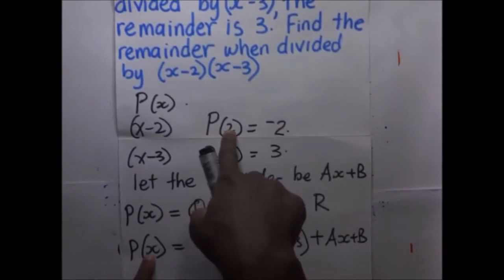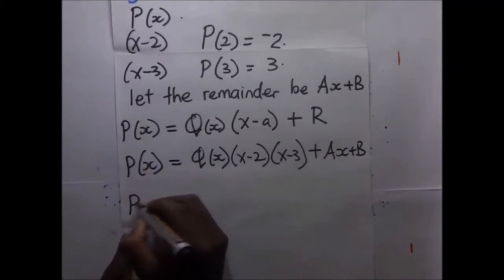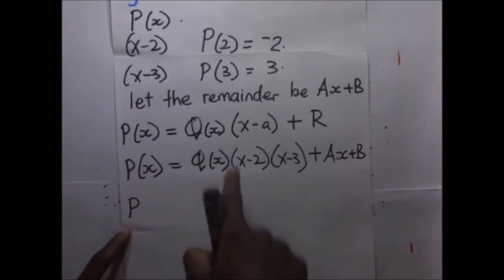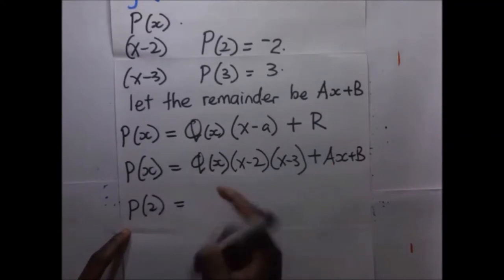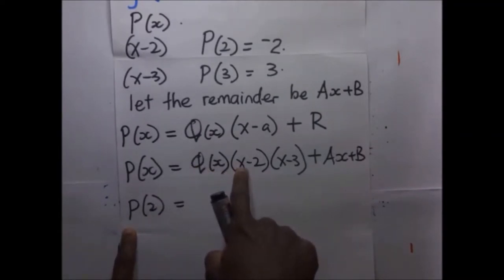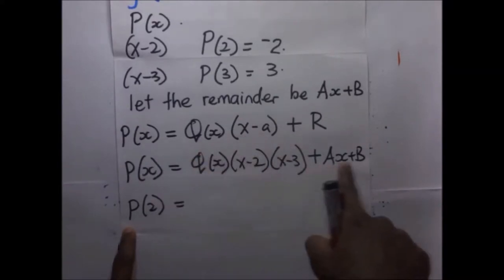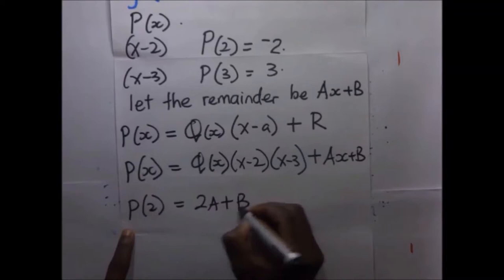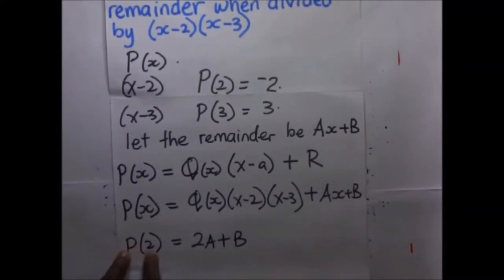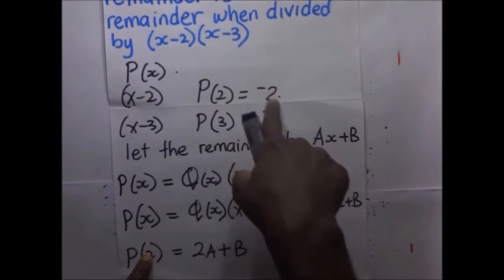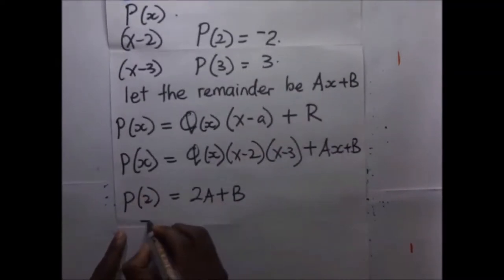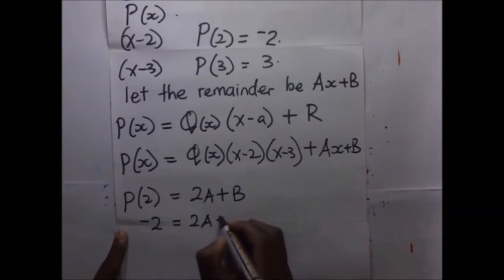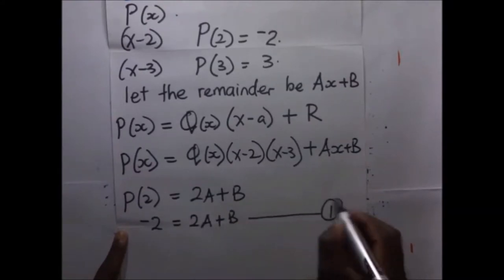So when x is 2, we substitute 2 here and formulate an equation. P of 2 is going to be equal to, we put 2 here, 2 minus 2 is going to be 0. So 0 times this whole term, this whole term dies, and we remain with 2a plus b. But we know that when the value of x is 2, we get a remainder of negative 2. So negative 2 is going to give us 2a plus b. That gives us our first equation.